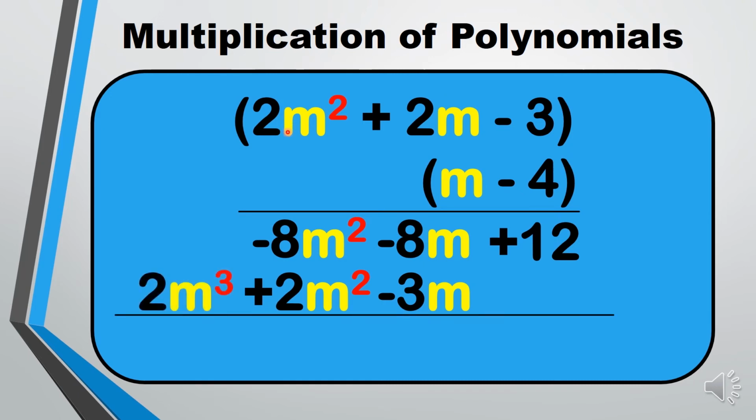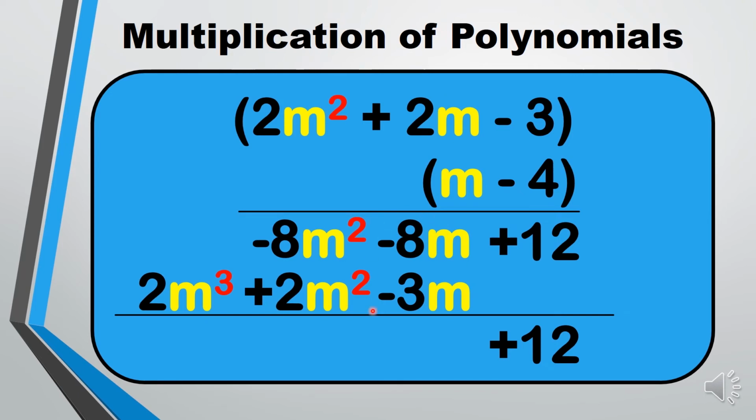And last, let's multiply m to 2m squared. The answer is 2. And let's have the variable m and add 2 and 1 for its exponent, and the answer is 3. And the product for this is 2m raised to 3. By having the partial products, let's now add this to have the final product. Let's bring down positive 12 since wala naman siyang katapat.